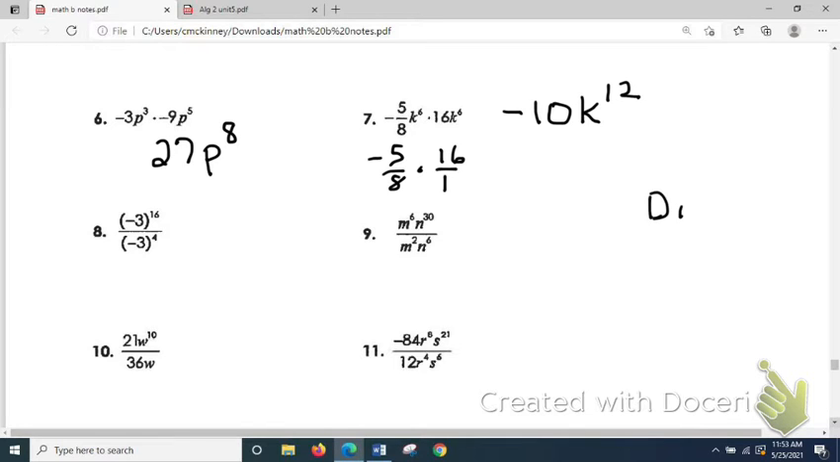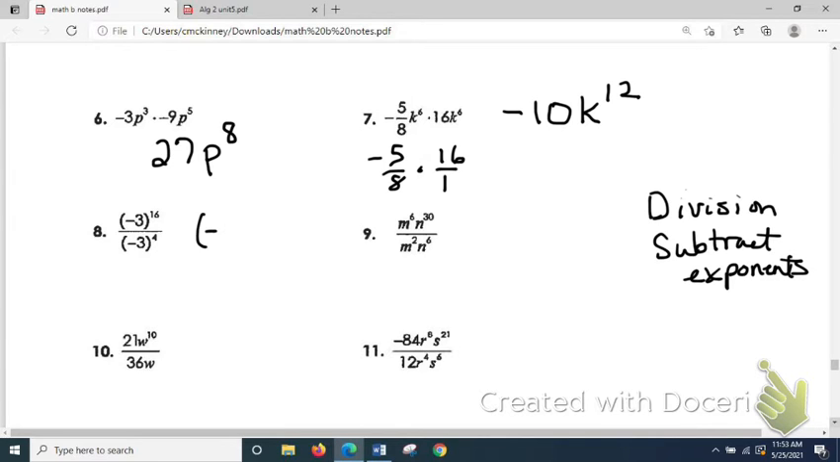For division, division is the opposite operation of multiplication, so it should make sense that we subtract the exponents. Again, subtract exponents that are on the same bases. So this would be negative 3 still, and then 16 subtract 4, 12th power. And that's where I would want you to leave that.